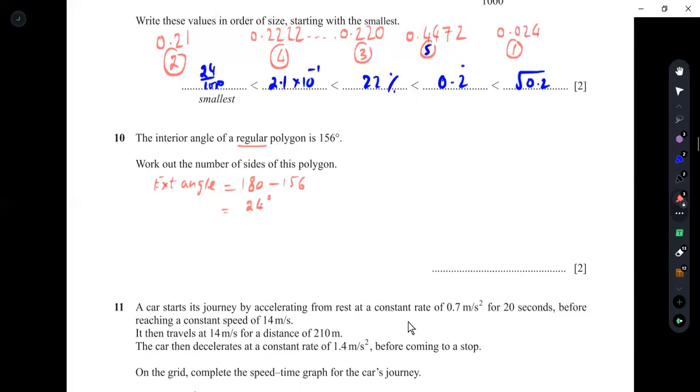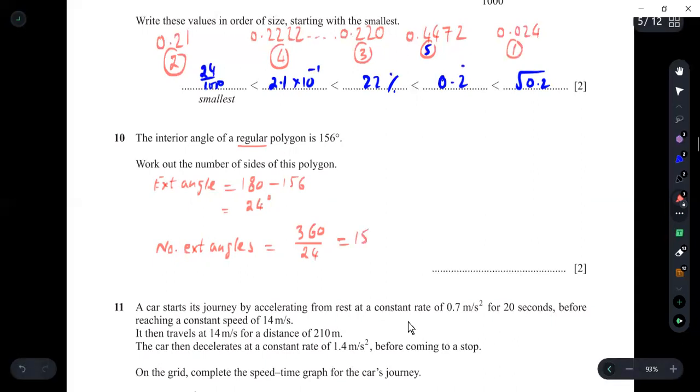So how many exterior angles do we add to make 360? That will give us the number of exterior angles. The number of exterior angles is the same as the number of sides. 360 is the sum of all the angles, and the size of each exterior angle is 24. So 360 should be divided by 24. 24 multiplied by what number gives us 360? We can get it by dividing. So we get 15. It means there are 15 exterior angles.